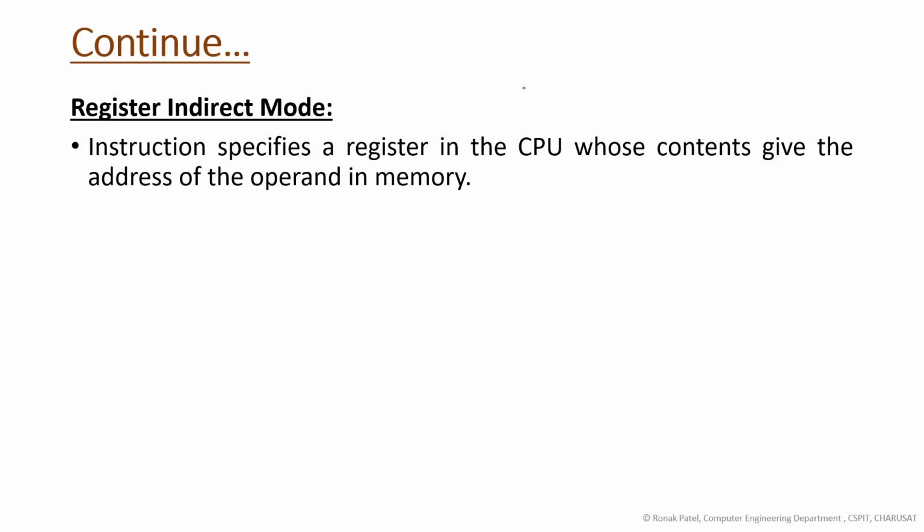So once you specify the register, suppose I specify register R1, right? This is R1. In the previous case, directly from this register, I would get the operand. But in register indirect mode, once I specify the register, from this I will get the address of the operand. If this is 100, then this is the address 100, right? And from that I will get the operand. So that is register indirect mode.